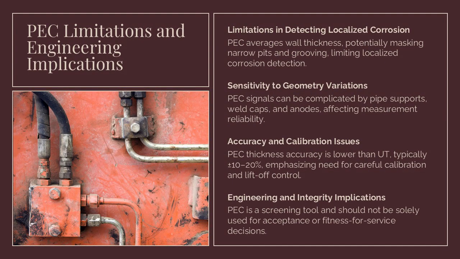Despite its advantages, PEC has important limitations that must be clearly understood to avoid misuse. The technique provides an average wall thickness over the probe footprint, which can mask localized corrosion such as narrow pits or grooving. PEC is also sensitive to geometry changes, such as pipe supports, weld caps, and anodes, which can complicate signal interpretation. Thickness accuracy is typically lower than UT, often within plus or minus 10 to 20%, depending on calibration and liftoff.